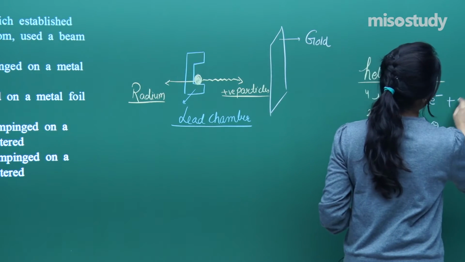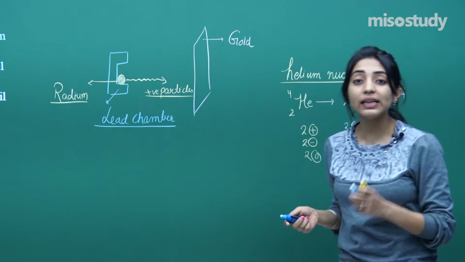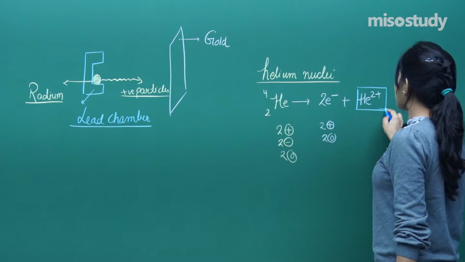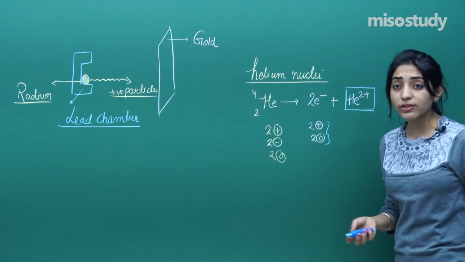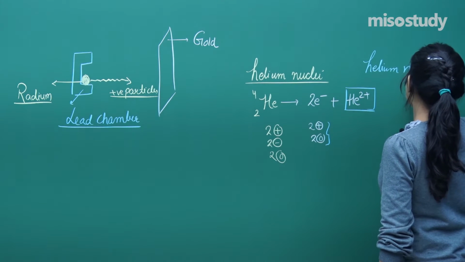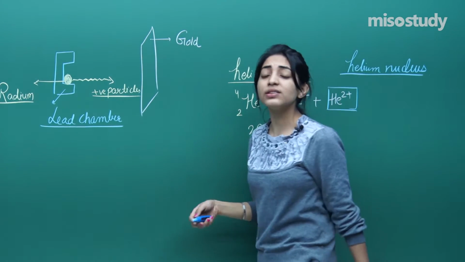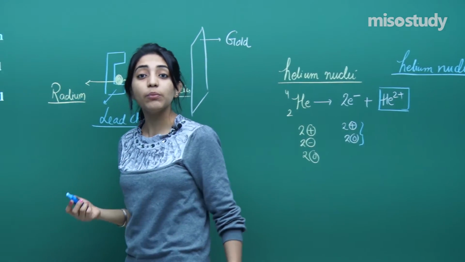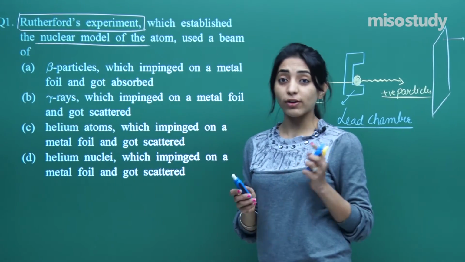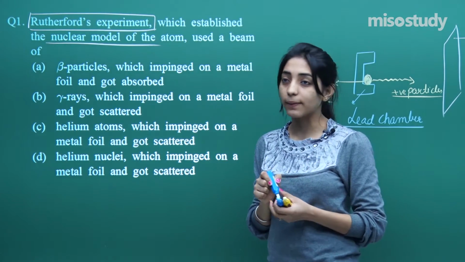So this was our helium 2+. I remember telling you that the helium 2+ cations were released, and these helium 2+ cations are nothing but protons plus neutrons, which is the helium nucleus. So a beam of alpha particles, or in other words a beam of helium nuclei, was released. Let us read out all the options one by one to figure out if there is any correct answer, and if so, which one is correct.